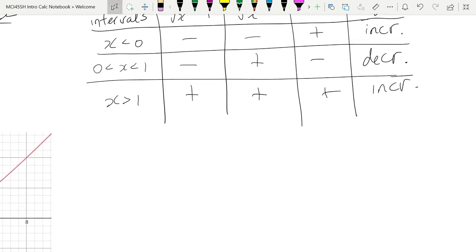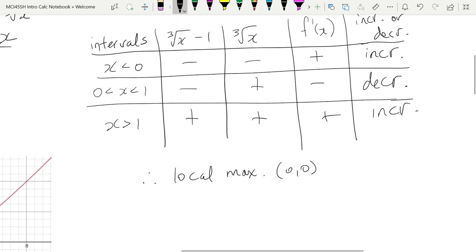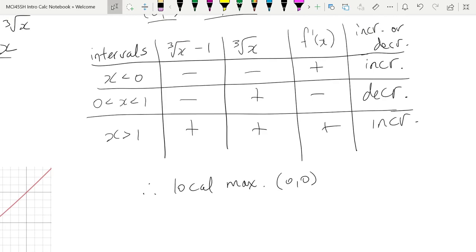How about you? Therefore, I have a local maximum at the point 0, 0. And how do I know it's a local maximum at the point 0, 0? Because at 0, we're increasing on the left, and we're decreasing on the right. So as we head up to 0, we're increasing. We hit 0, we decrease. That's definitely a local maximum.